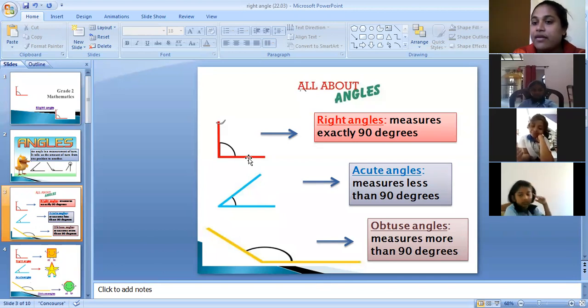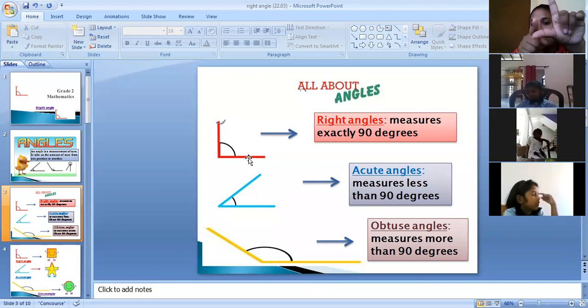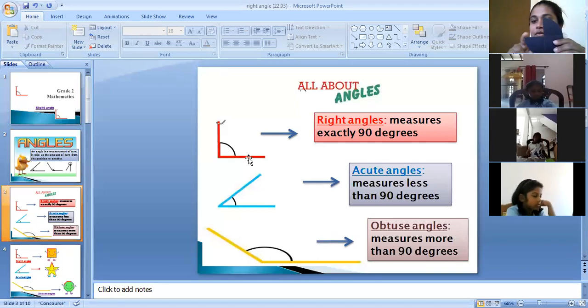We call this right angle. Right angle, it looks like letter L, and in maths we say that it measures exactly 90 degrees. 90 degrees means this corner we call 90 degrees. Here look at this. It looks like letter L. This corner, this angle we call right angle. It is exactly 90 degrees.